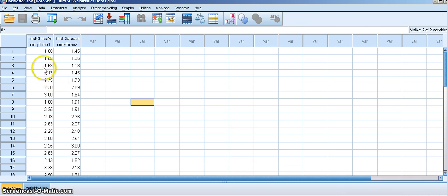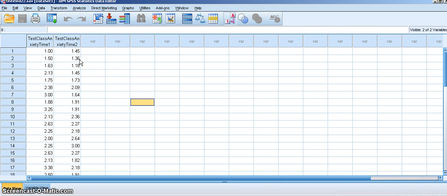Now, the key piece here is that we want to make sure that the scores match the participants. So for example, if we have Johnny, this is Johnny's score in time 1, and this is Johnny's score in time 2. If this is Sarah, again, this is Sarah's score in time 1, and this is Sarah's score in time 2. Again, we do have to match those scores by participant.